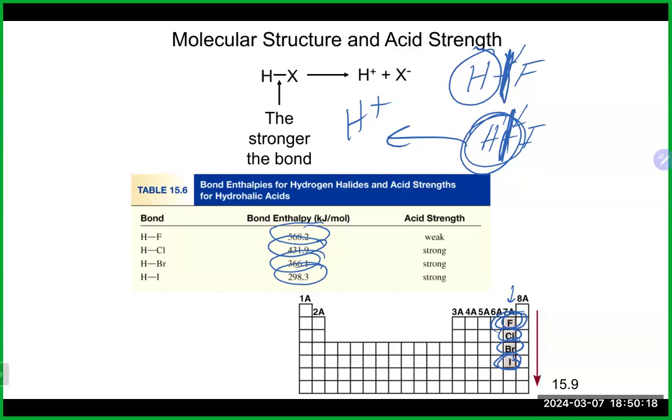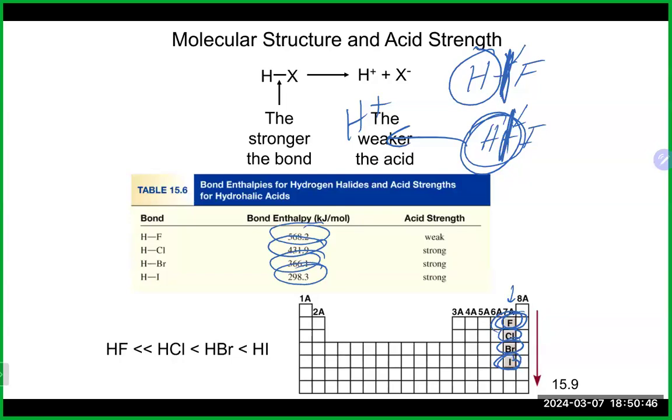Yep. Other questions? Yeah. So that is, again, the overwhelming thing that we look at when we're dealing with this type of acid that does not have oxygen. We look at bond enthalpy or bond strength. And again, as was just said, the stronger the bond, the weaker the acid is going to be. The weaker the bond, the stronger the acid is going to be because of the ability to release that H+. So HF is much weaker than HI.